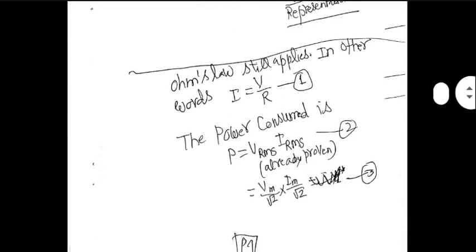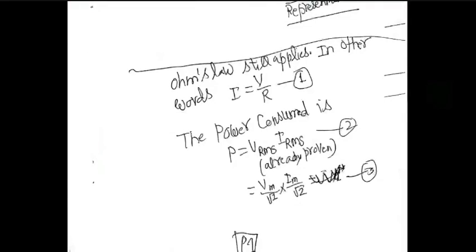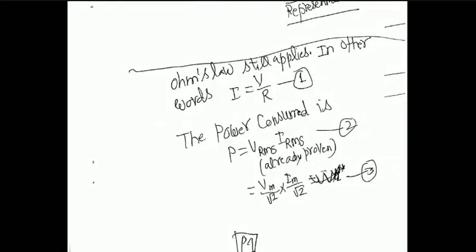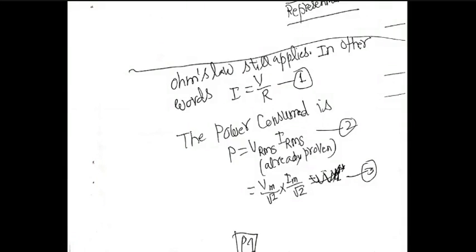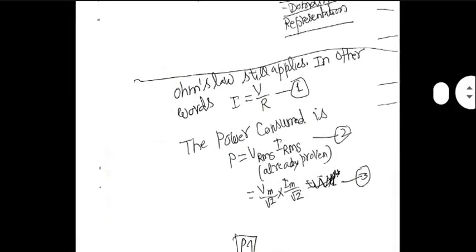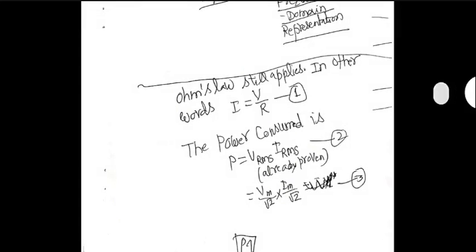So in phasor domain, Ohm's law applies in complex plane. Complex current is complex voltage divided by resistance. Resistance, of course, is a real number. And power, we have already seen the average power is Vrms multiplied by Irms. We saw that in the previous documents.